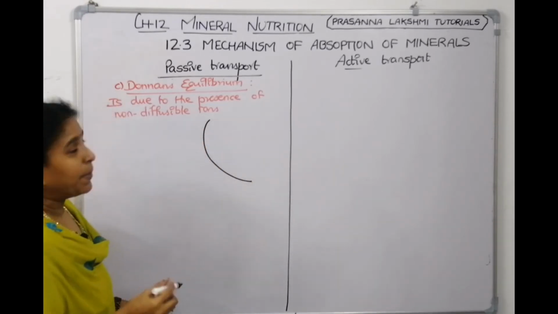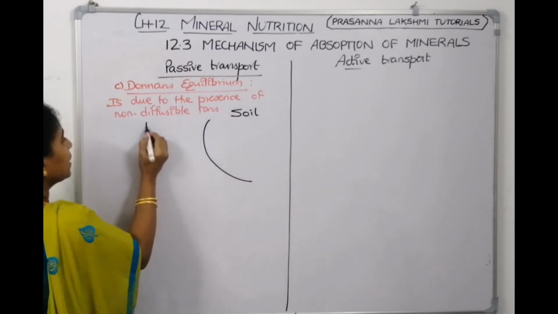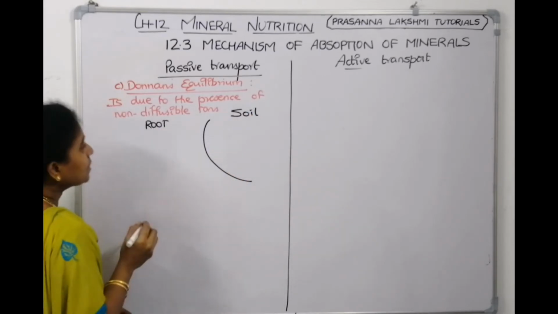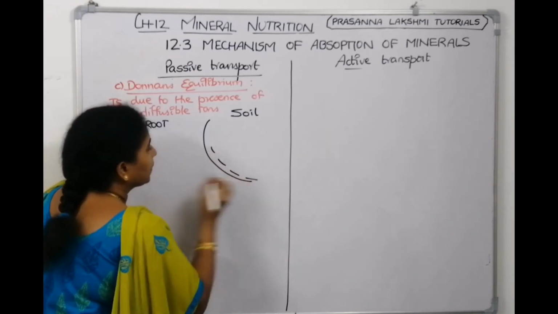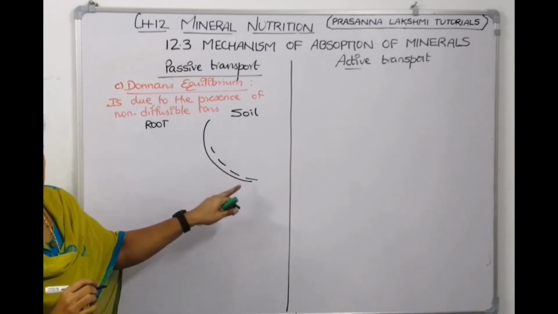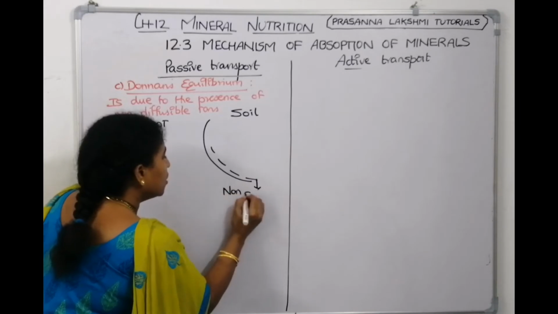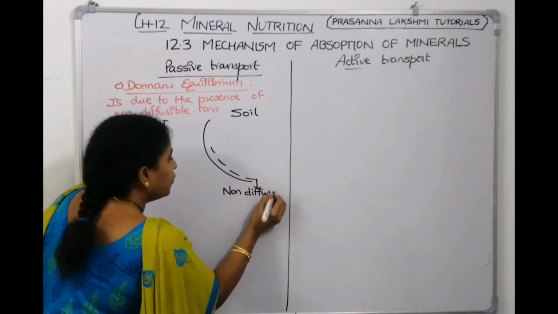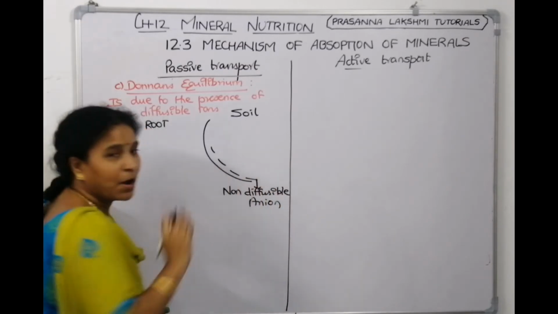Now this soil particle, and this is root. This soil particle has some negative charge. Because of this negative charge, this is a non-diffusible ion. What is this? This is a non-diffusible anion. It cannot come out.